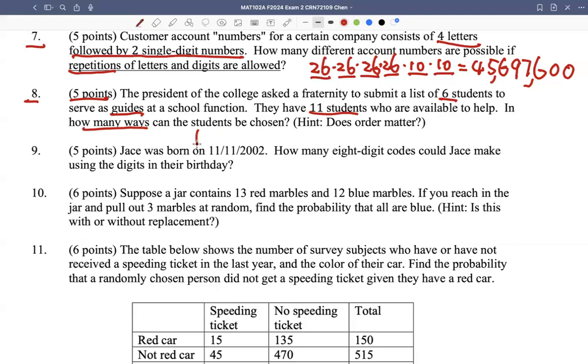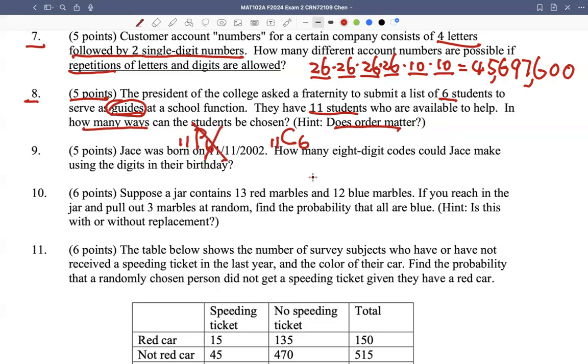So we could use permutation, out of 11, permute 6, or we could choose combination, out of 11, choose 6. So which one? So that's why the hint is here. Does the order matter? It doesn't matter because out of the 6 students, we're not picking president or vice president. They don't have titles. Everyone has the same rank. They're all guides. So that's not permutation. Permutation means order matters. Each one has different titles. So not going to use permutation.